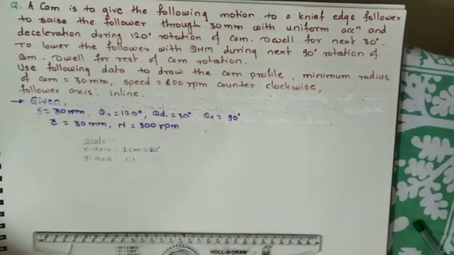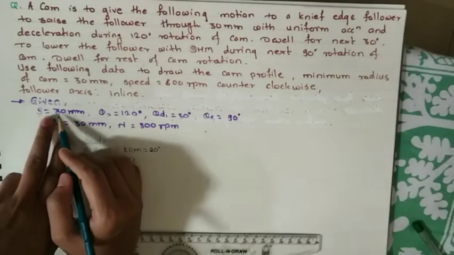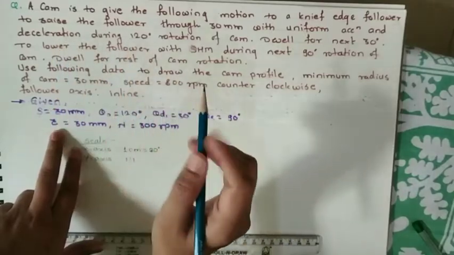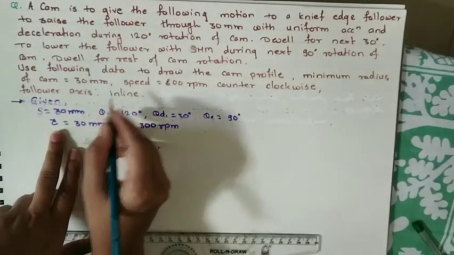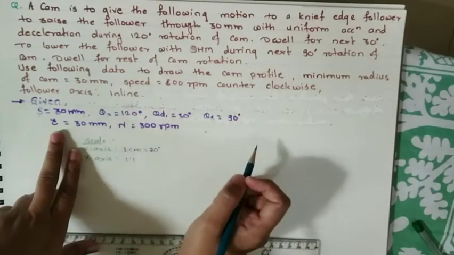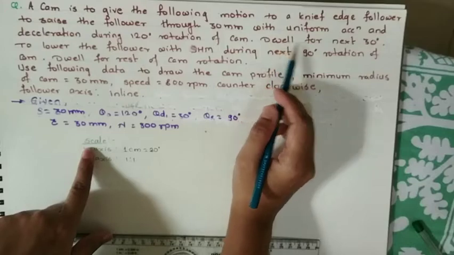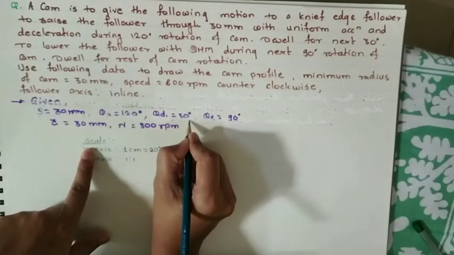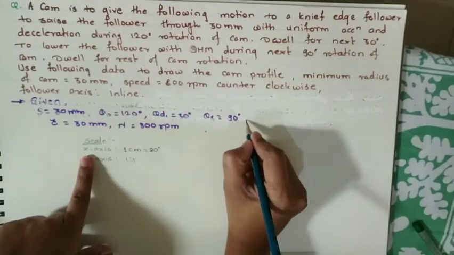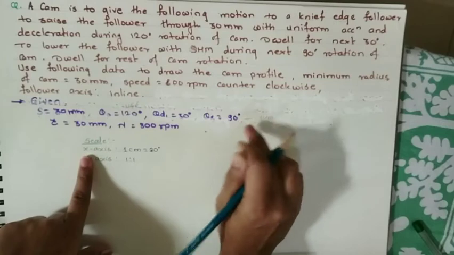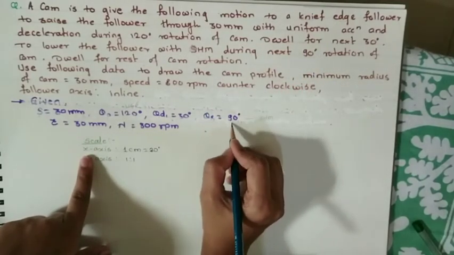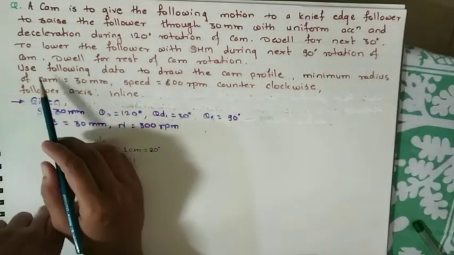follower through 30 mm. This is nothing but the stroke length, 30 mm, with uniform acceleration and deceleration, for the first 120 degrees. Then dwell for the next 30 degrees, so theta d1 is equal to 30 degrees, and then lower the follower with SHM during the next 90 degrees, so theta r is 90 degrees.